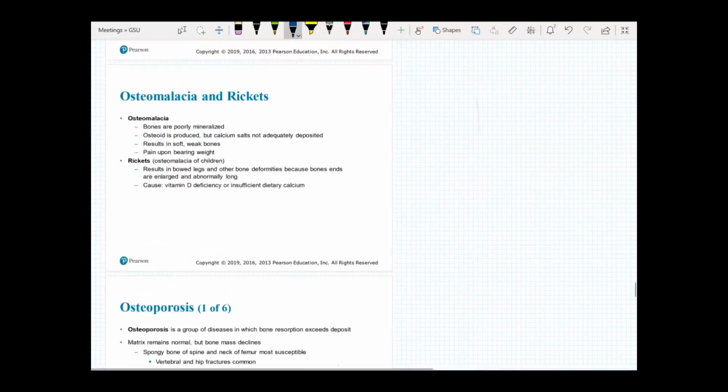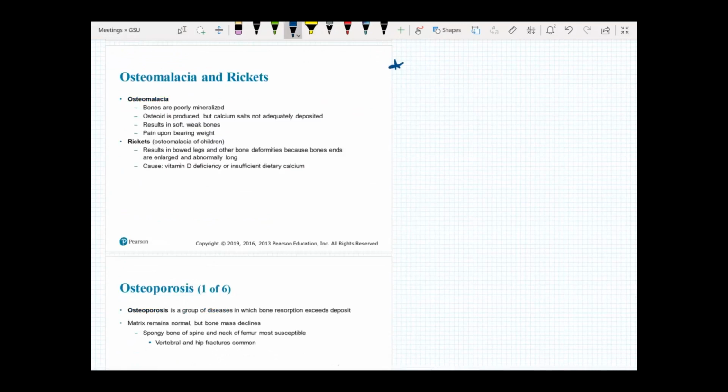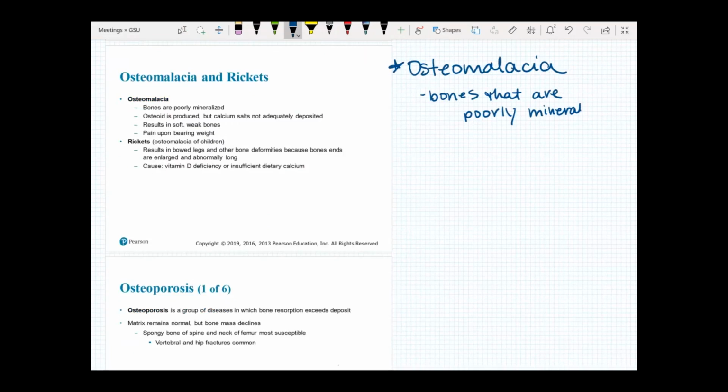So first off, osteomalacia. You may have also heard this called rickets, but that is specifically just in children. So the overarching diagnosis is osteomalacia. And these are going to be bones that are poorly mineralized. So there's not a lot of hard calcium phosphate in order to make them a very hard bone.